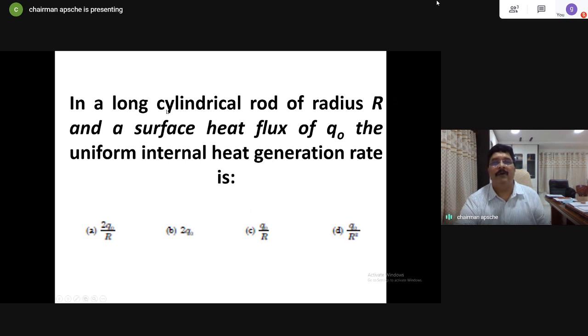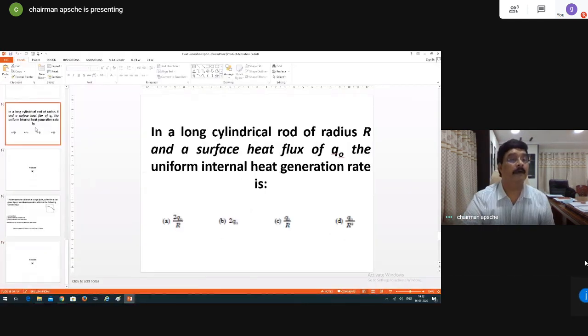Okay. Now a long cylinder rod. The last problem before we take a 5 minutes break. In a long cylindrical rod of radius R and a surface heat flux of q naught, the uniform internal generation rate is. There is a cylinder and heat flux on the surface of the cylinder is happening to a quantity of q dot. Heat flux on the surface, and what is heat flux? Heat transfer rate per unit area. Am I right? Heat transfer rate per unit area. Yeah.